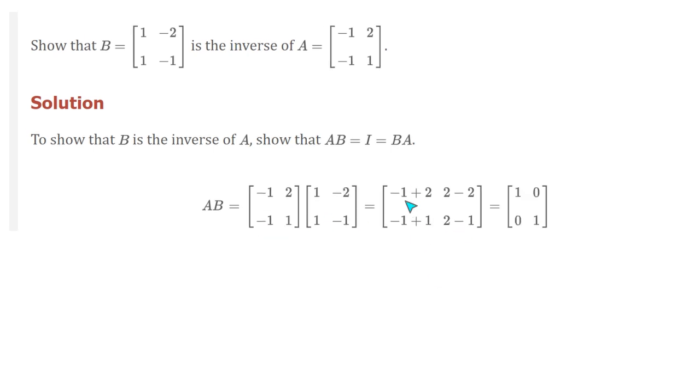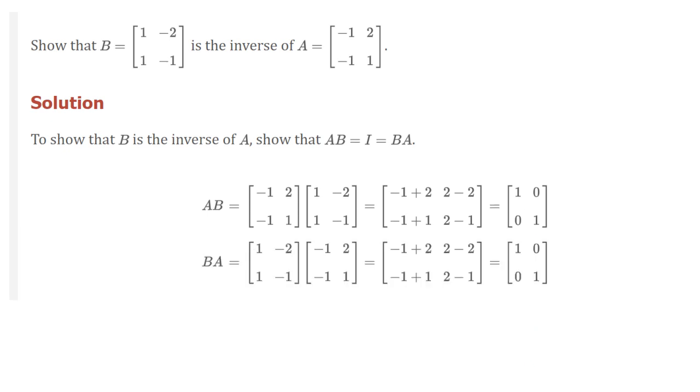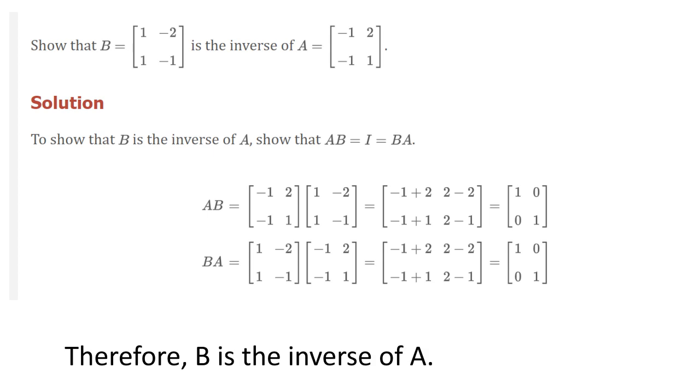If I simplify, -1 plus 2 is 1. 2 minus 2 is 0. -1 plus 1 is 0. 2 minus 1 is 1. So if you notice here, A times B gives me that identity matrix. And that's a good step. But in order for them to be inverses, B times A also has to give you the identity matrix, which it does. Since I get the identity matrix for both, then I can say that they're inverses of each other.